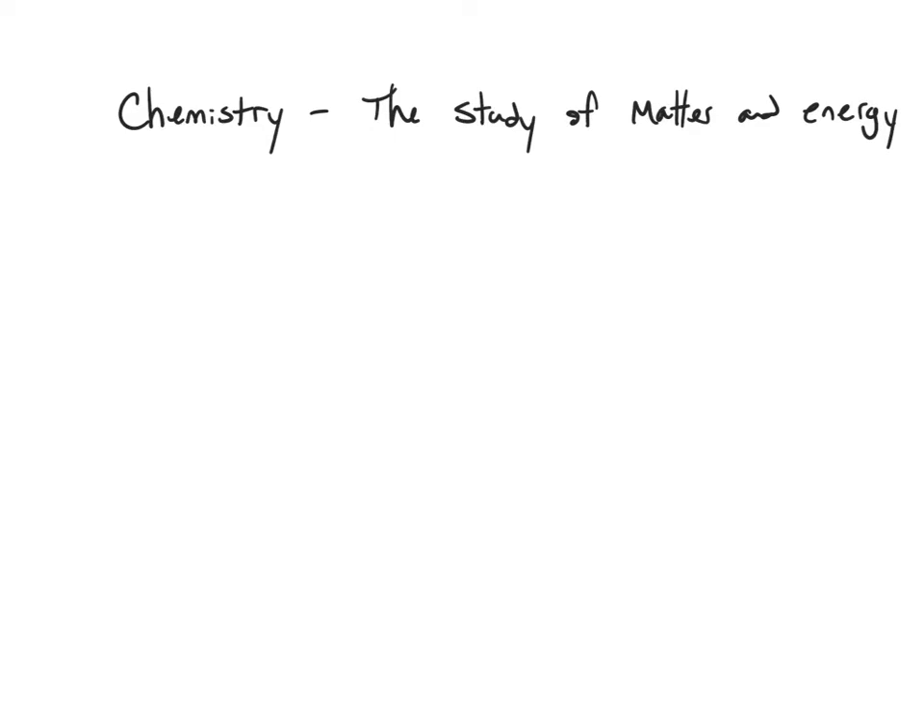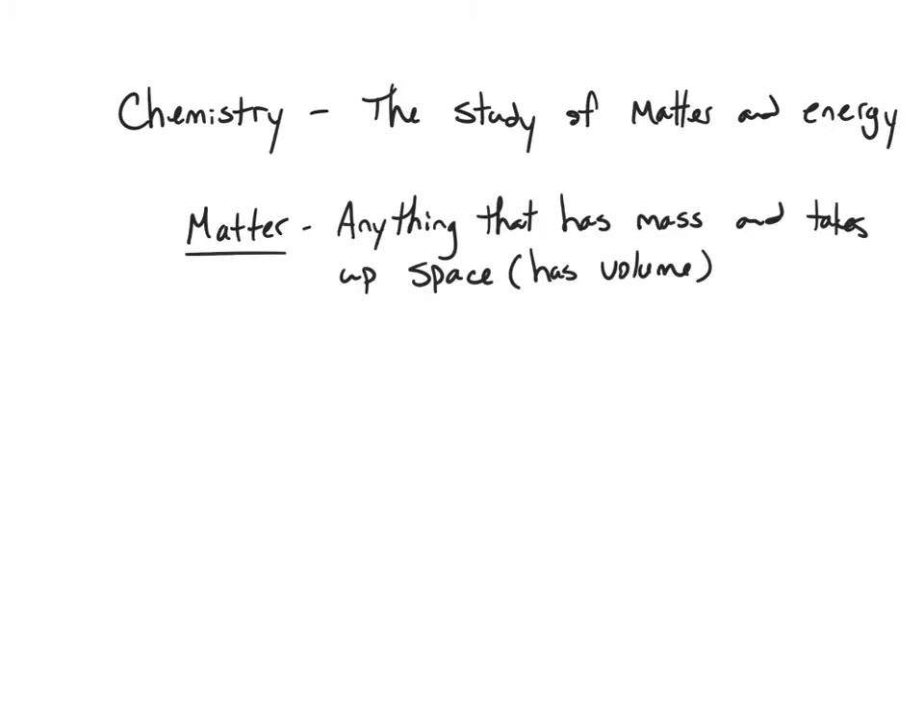Hey everybody, this video lesson is going to cover the classification of matter. If I asked you what is chemistry, to put it into a definition, the answer would be that chemistry is the study of matter and energy. Now what is matter? Matter is defined as anything that has mass and takes up space, or has volume. So if a sample of something that you're looking at has mass and volume, then it is matter and not energy. Because if you're not matter, then you have to be energy.